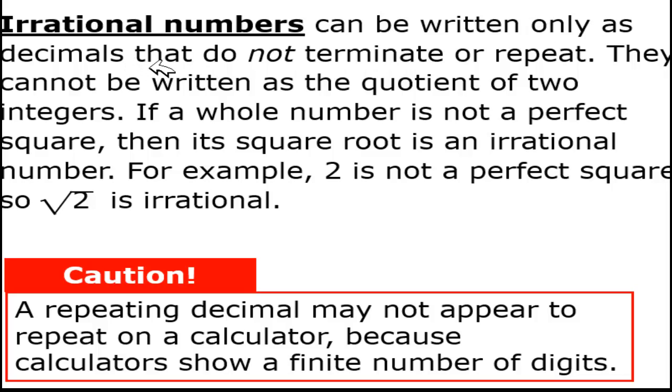Keep this definition: they don't terminate or repeat. They can't be written as the quotient of two integers, if a whole number is not a perfect square. For example, root 2. Can you find a number that multiplied by itself gives you 2? I can't. So if you can't find any number like that, it is not a perfect square. A repeating decimal may not appear to repeat on a calculator because calculators show a finite number of digits.